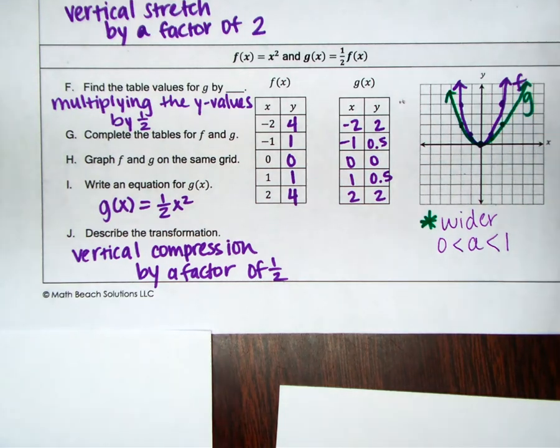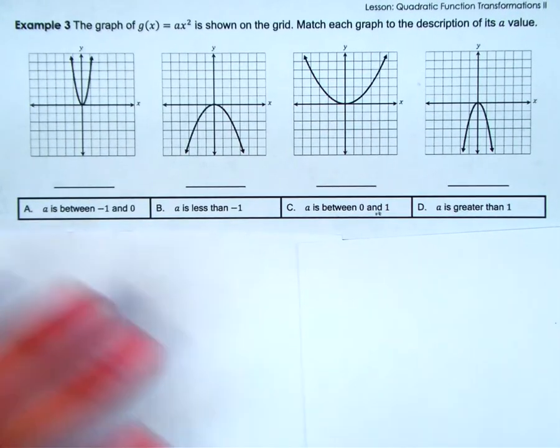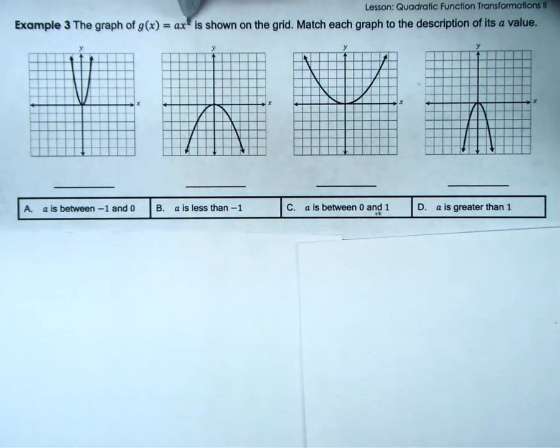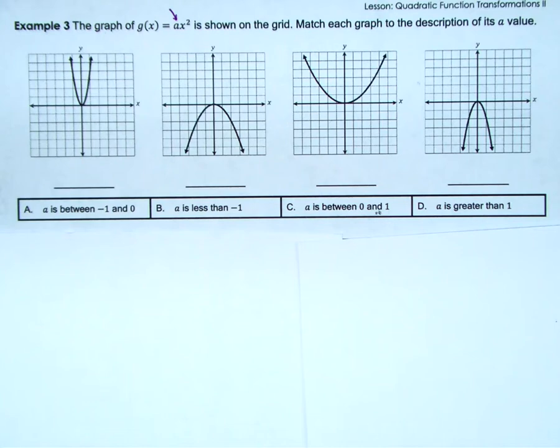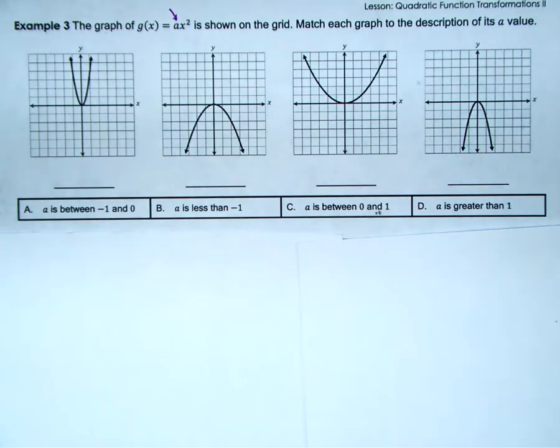Let's go ahead and look at a few more examples. On these examples, we're going to identify and match the graph of g of x equals a times x squared. So this a is on the outside, again, and this changes your graph to be wider or narrower, and it's the true value. So if I want to match the description down here with the graph above, I want to look at the graph and identify, is this graph narrow or is it wide?